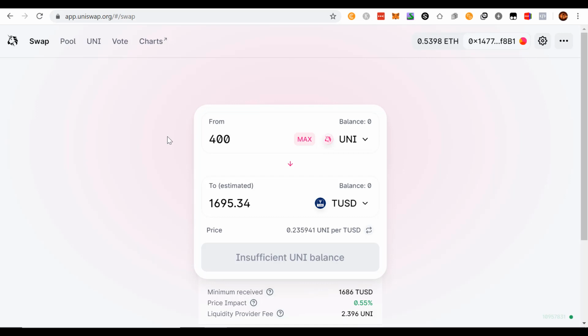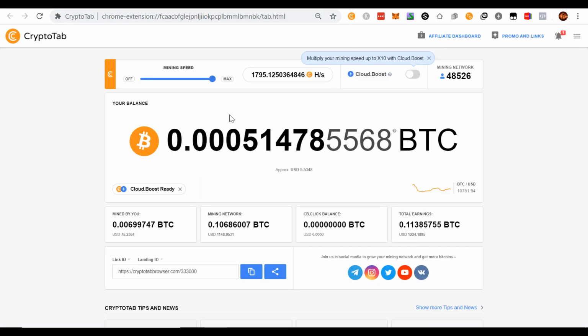So there's a lot of things in crypto that look like they could be scams. But you have to ask yourself, if I'm wrong, what are the risks? If I'm wrong, what are the risks? And am I willing to take on those risks? So, for example, people call things like CryptoTab a scam.